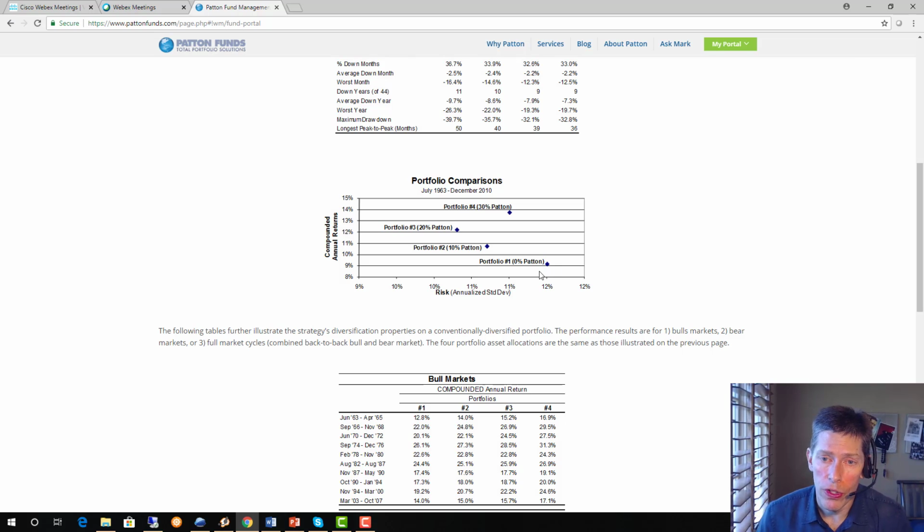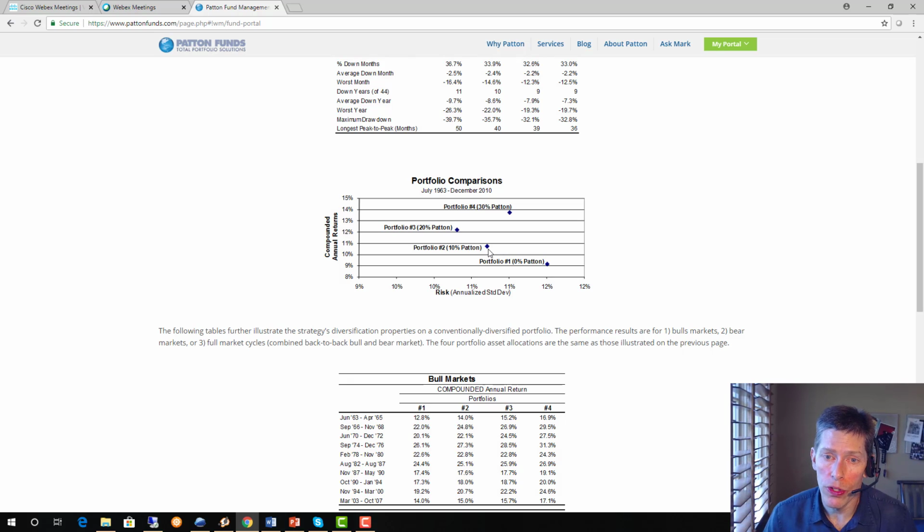This first dot over here on the far right-hand side is portfolio 1 that has zero Patton in it, no flex strategy at all. And you'll see it's got the lowest expected rate of return, and you'll see the risk is the furthest to the right, which means it's got the most volatility or the highest risk.